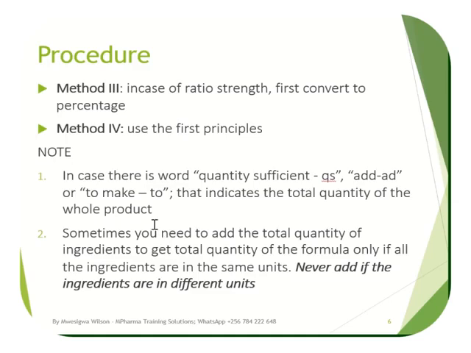However, sometimes this total may not be given to you. You may need to add the quantities of the ingredients to get the total quantity of the formula. However, only if they are in the same units. You cannot add milliliters and grams. They all should be in the same units. And I have put it in bold here: never add if the ingredients are in different units.